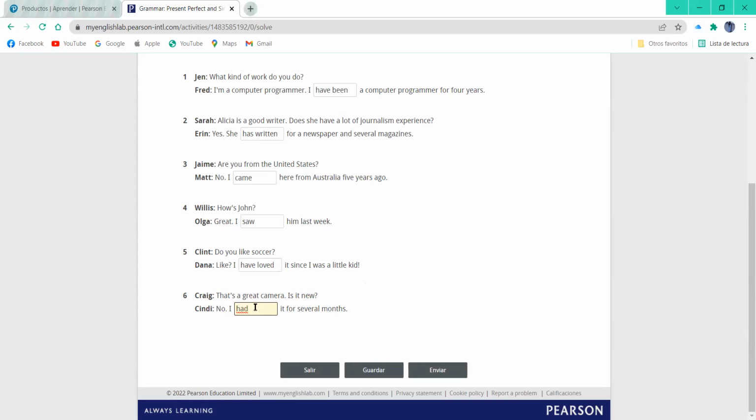Is it new? So the question is in present. No, I had. I had is in past, that it happened. Okay, but if we put I have had it for several months, yo lo he tenido por algunos meses. So tuve, ¿no? Si digo yo lo he tenido, it means que aún lo tengo, ¿no? Significa que aún lo tengo.